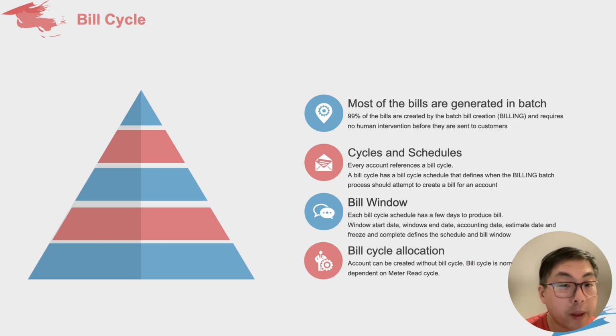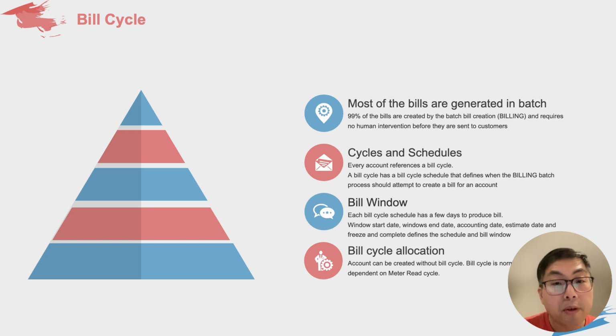First of all is the window start date and then the window end date. These two are saying that from a certain date I will start to generate the bill if the read is available. So on the first day, let's say the start date, if a read is available, a bill will be generated. If everything goes fine, it will be completed.